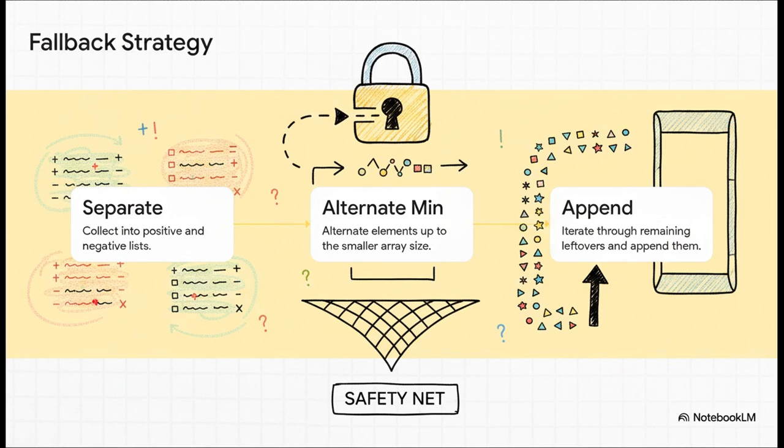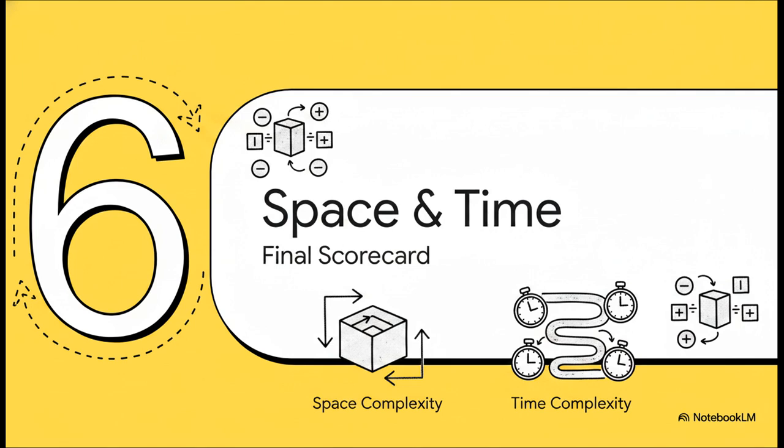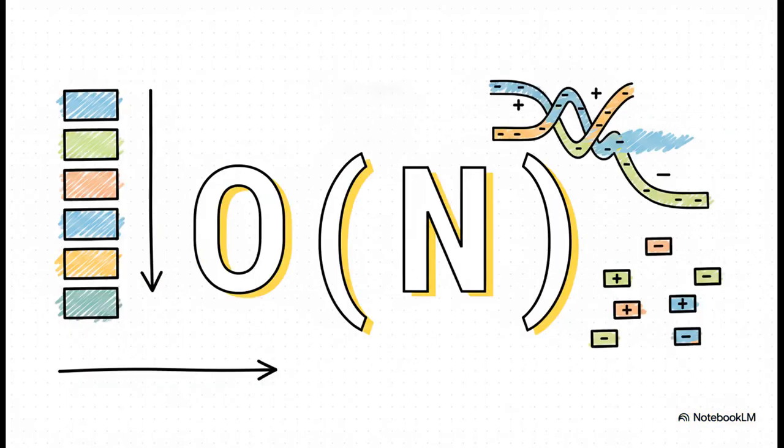It's a fantastic reminder that sometimes your suboptimal safety net is literally the only framework robust enough to handle messy, unequal data. Finally, Section 6, space and time complexity. To wrap up the interview and prove we truly understand our own code, we've got to give the final scorecard. Let's break down time complexity first. Whether we're using that slick one pass for the first variety or our brute force fallback for the twist, the worst case scenario scales linearly with the size of the array. That gives us a solid big O of n time.